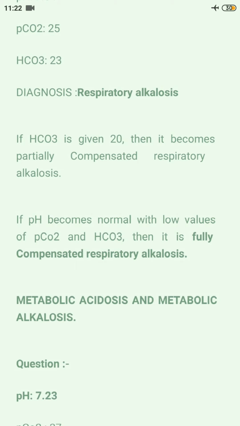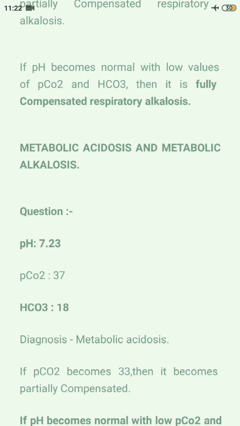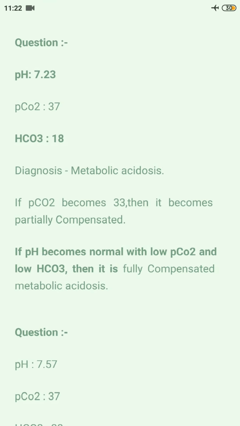Now coming to the metabolic acidosis and metabolic alkalosis part. Suppose the pH is 7.23 and HCO3 is 18, that is less than the normal. So we can say that HCO3 is the metabolic part and it is going down because it constitutes the alkalosis part. So we can say the diagnosis is metabolic acidosis because PCO2 is still in the normal range.